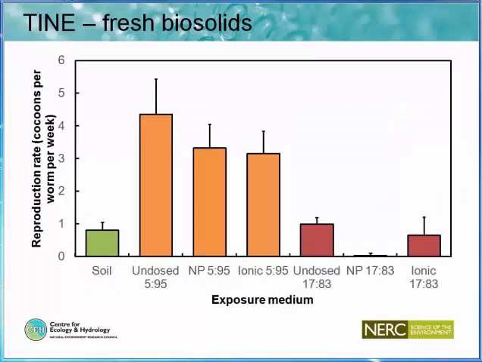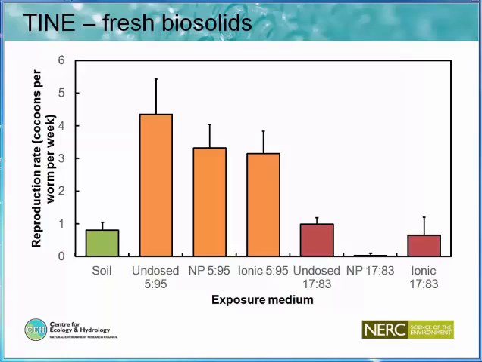These are the results that you see when you expose worms to a mixture of fresh biosolids and soil. So if we look at the orange bars, those represent the lower dose of biosolids. It's a 5% biosolids to 95% soil ratio. And we can see that compared with the undosed sludge, you get a lower worm reproduction rate from the biosolids that have been spiked with either nanoparticles or ionic zinc. And if we look at the red bars over on the right, we can see that we also see that for a higher ratio of biosolids soil. So we're seeing something here.